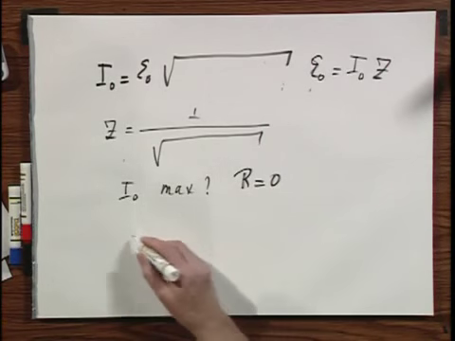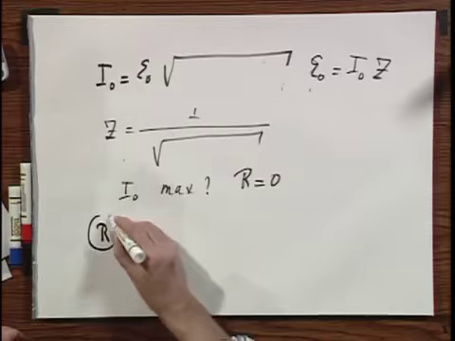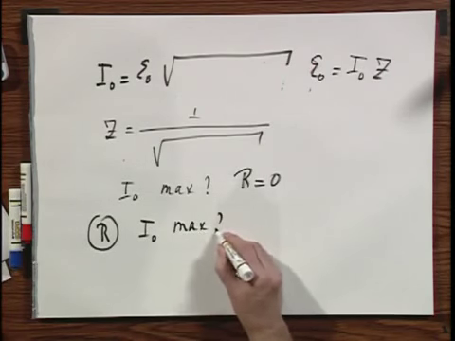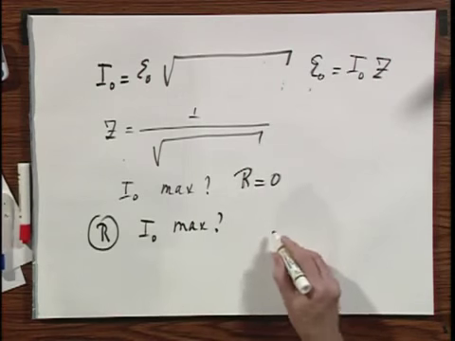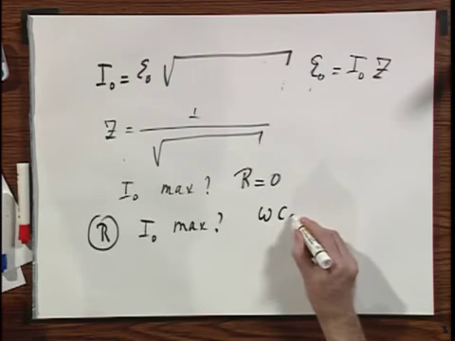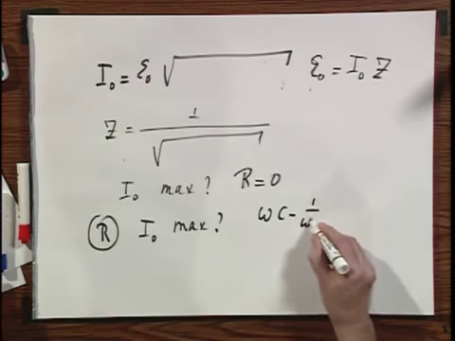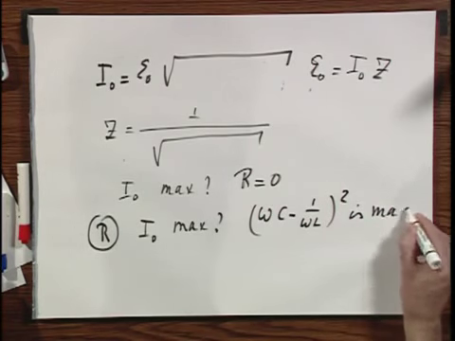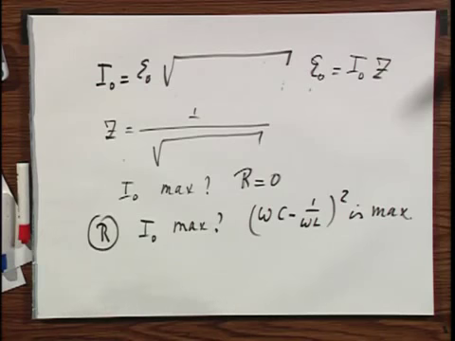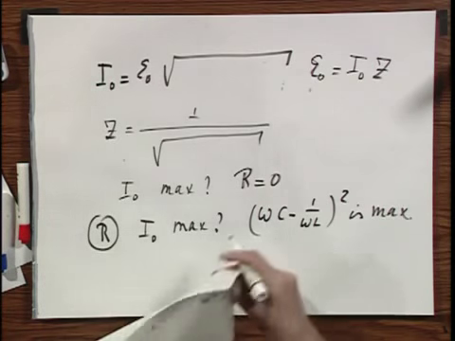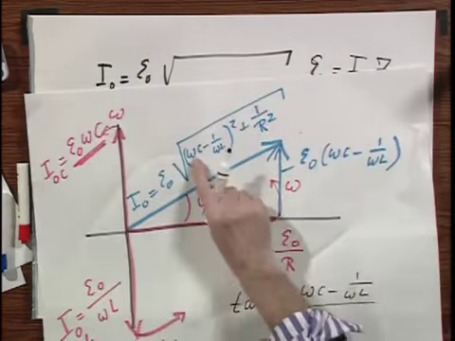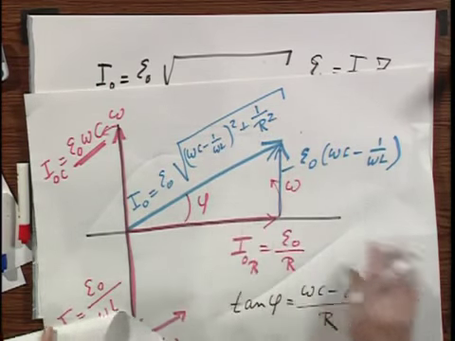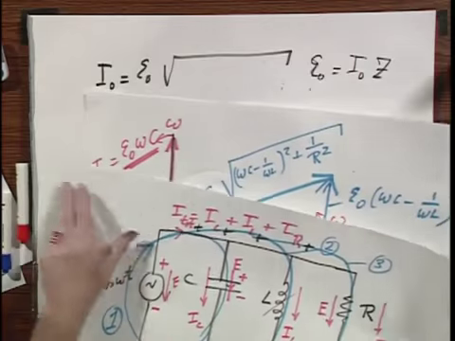So now let's assume that R is fixed. When is I0 maximum? Well, I0 is maximum when omega C minus 1 over omega L, squared, is a maximum. Because you see here in the phasor diagram, you see this term and you see this term. So when this is a maximum, you expect I0 to be a maximum.